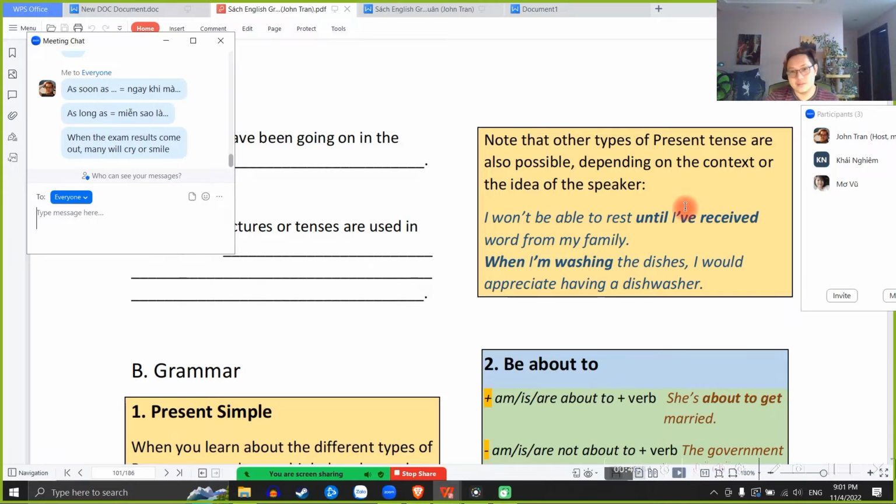When I'm washing the dishes, khi mà tôi đang rửa chén, tôi sẽ rất là trân trọng cái chuyện có được một cái máy rửa chén. When I'm washing the dishes, I would appreciate having a dishwasher. Nó tùy vào cái ý của người nói nữa. Depends on the idea of the speaker, okay? Is it understandable?